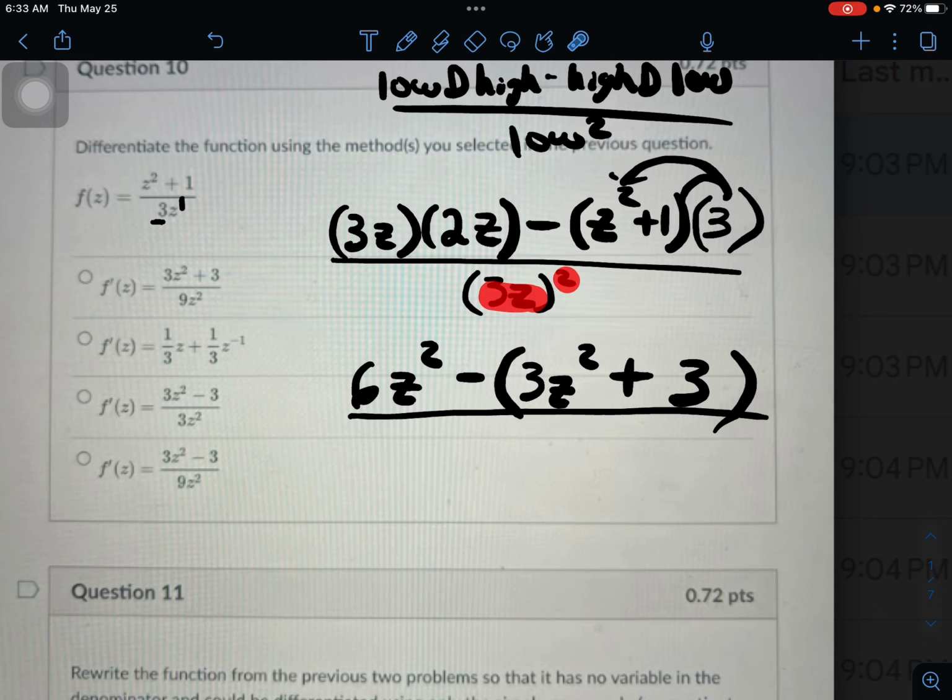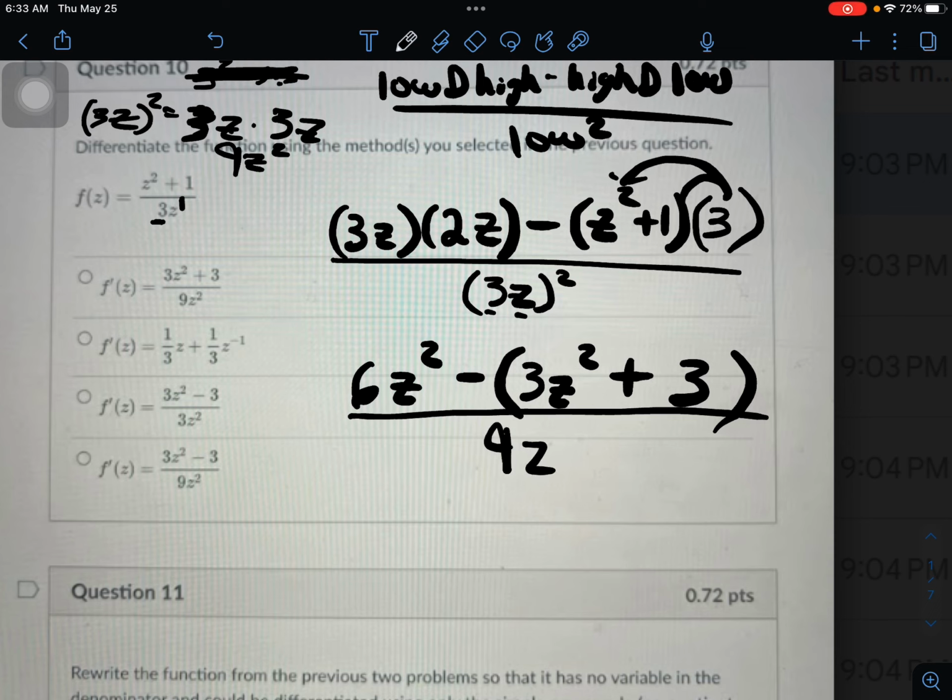If I take 3z squared, remember if you square anything, like 5 squared, that's going to be 5 times 5. That's just to show you what square means. Well, if I have 3z squared, that's going to be 3z times 3z. 3 times 3 is 9. Z times z is z squared. So if you go 3z squared, you have to square the 3 and the z. It's going to be 9z squared.